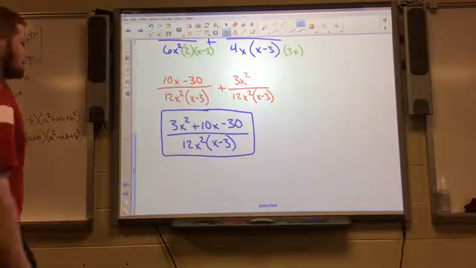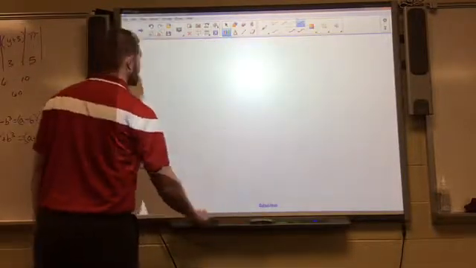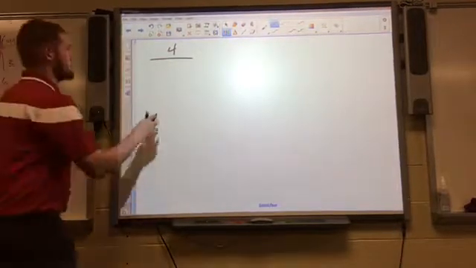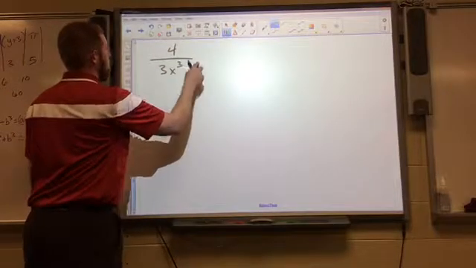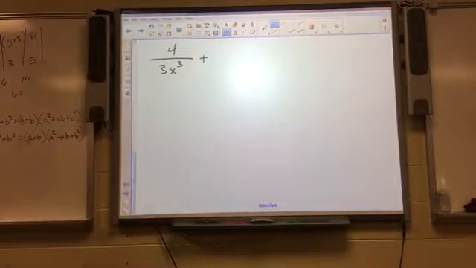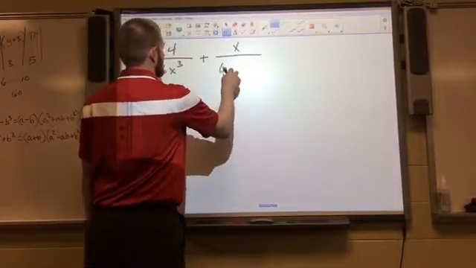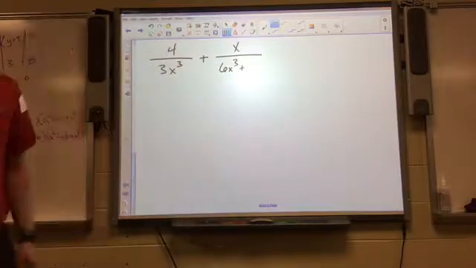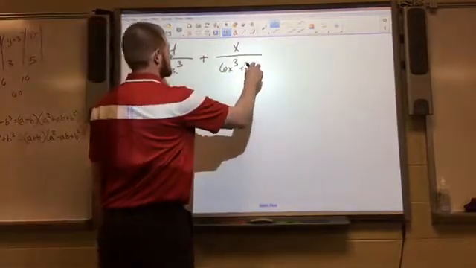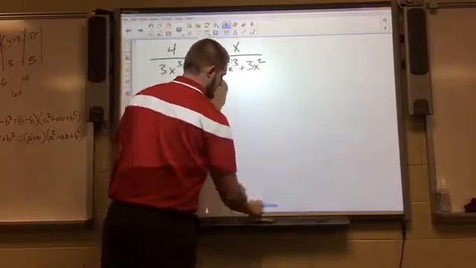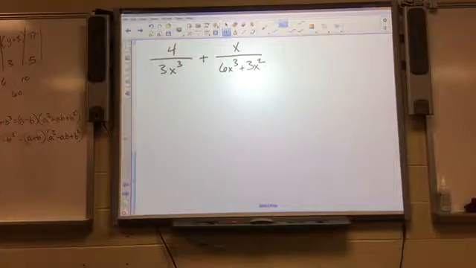Let's do it anyways. 4 over 3x cubed plus x over 6x cubed plus 3x squared. Okay, so what was our first step? Break stuff down. Let's get it all factored out first.